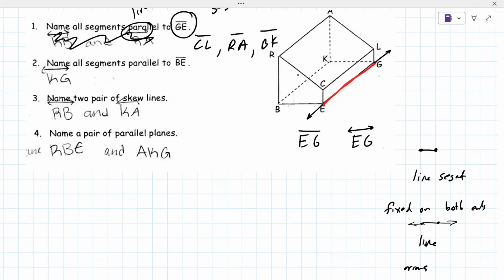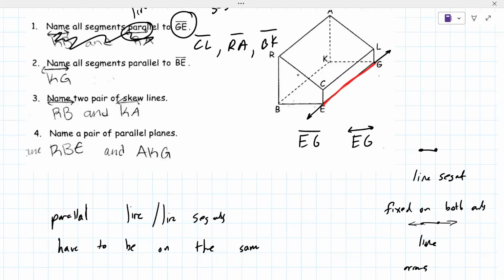Yeah. Now there's a lot for just this first problem here, but for line segments to be parallel, for lines or line segments to be parallel, they have to be on the same plane, on the same plane.